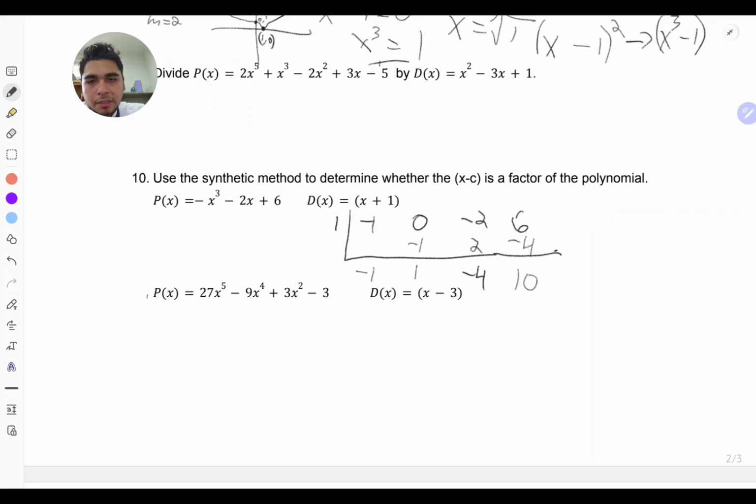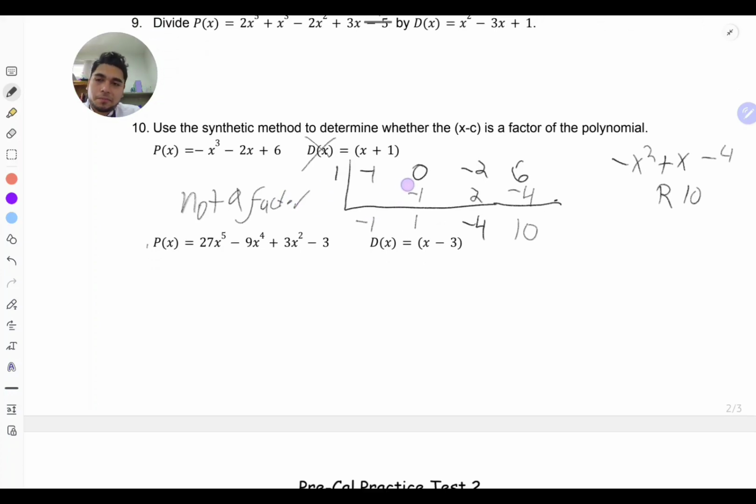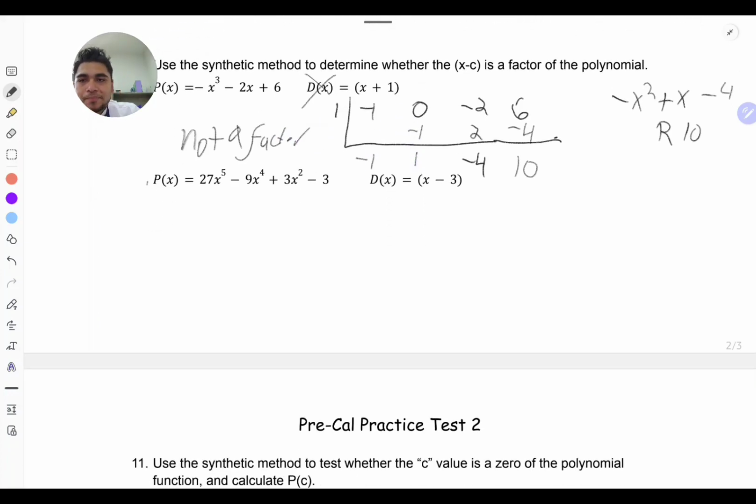So the result of this divided by this, we're left with negative x squared plus x minus 4 with a remainder of 10. So does this fit into this? Is it a factor of this polynomial? It is not a factor. It's not a factor. So now we go on to the next one.